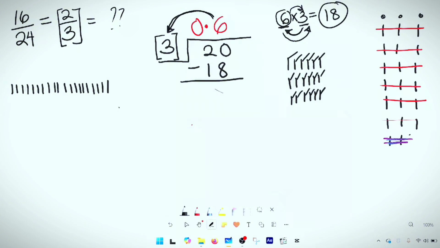Let's take out 18. 1, 2, 3, 4, 5, 6, 7, 8, 9, 10, 11, 12, 13, 14, 15, 16, 17, 18. Let's count the rest. The rest, one remaining is 1, 2. When we do 20 minus 18, the answer gave us a 2.